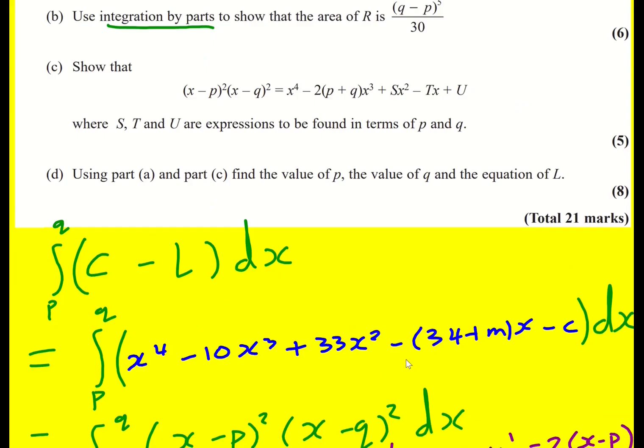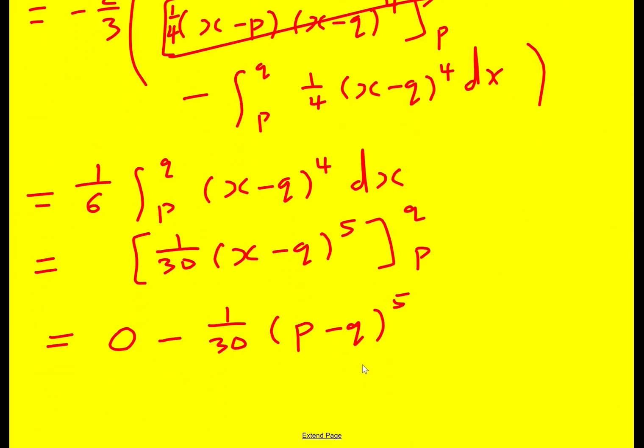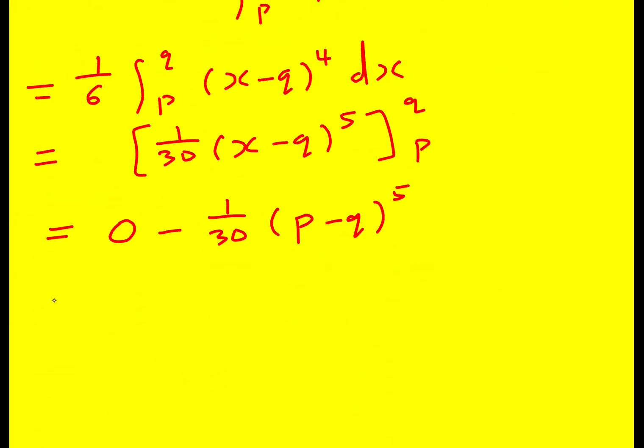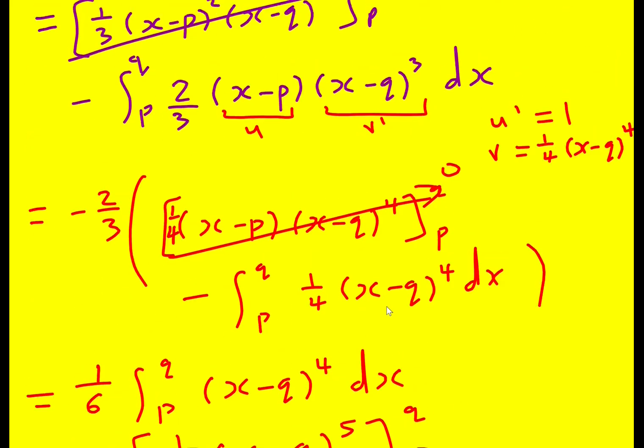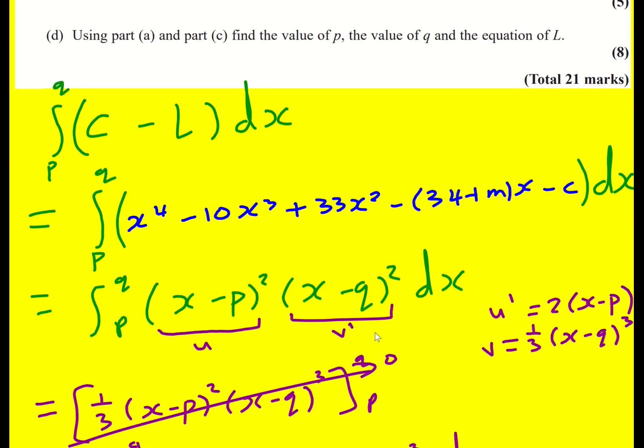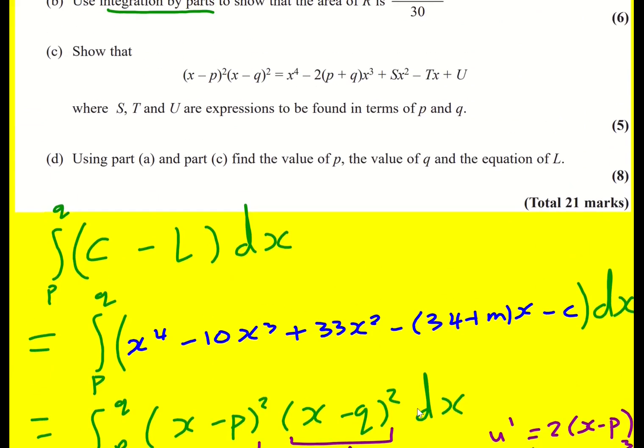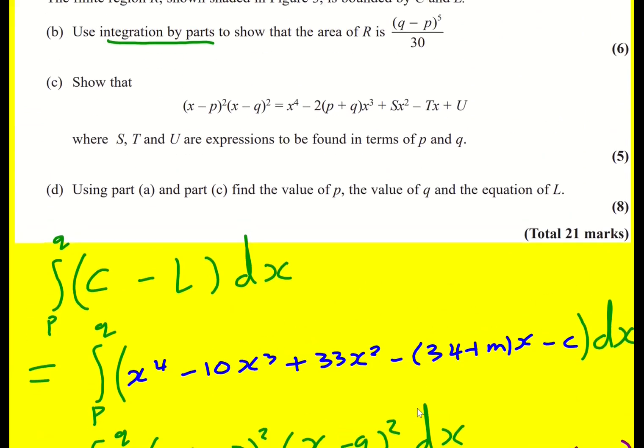We wanted q minus p to the 5. But that's just because the minus is dealing with that. So it's 1/30. And then if I bring that minus in, it will become q minus p to the 5. And we've done it. So maybe I should have written area of R equals.